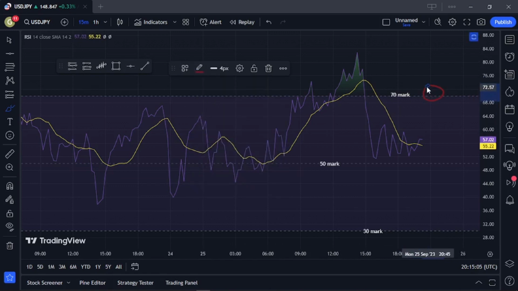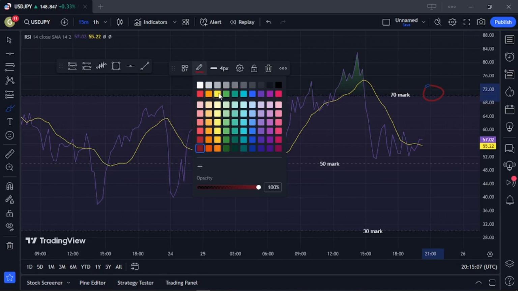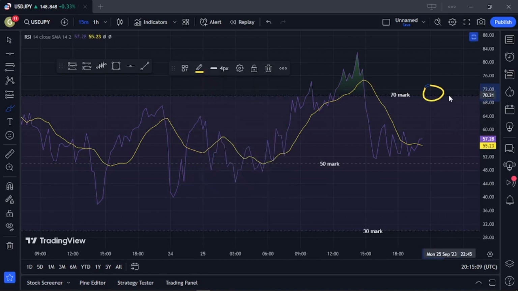Then okay, let me change that back to the yellow. It's not always that once you get to the 70 mark here, it will automatically take a downtrend. No, it's not always like that. There are times when the market will get to this 70 mark but still continue its uptrend to an even upper level. Take the example here. Here's the 15-minute chart for US dollar, Japanese yen.